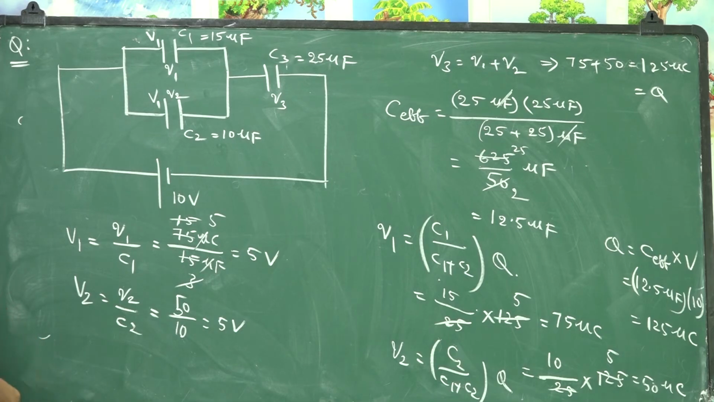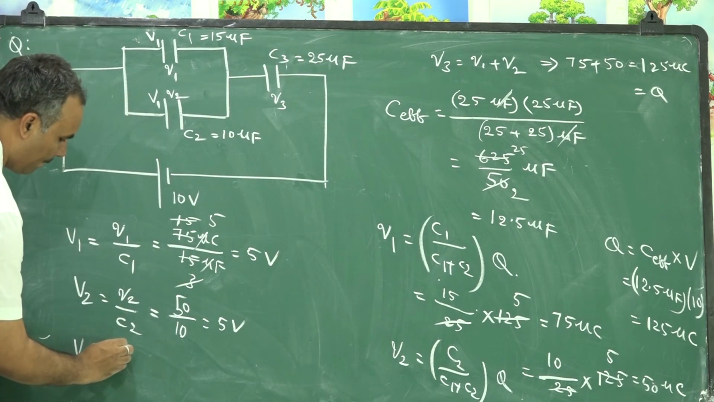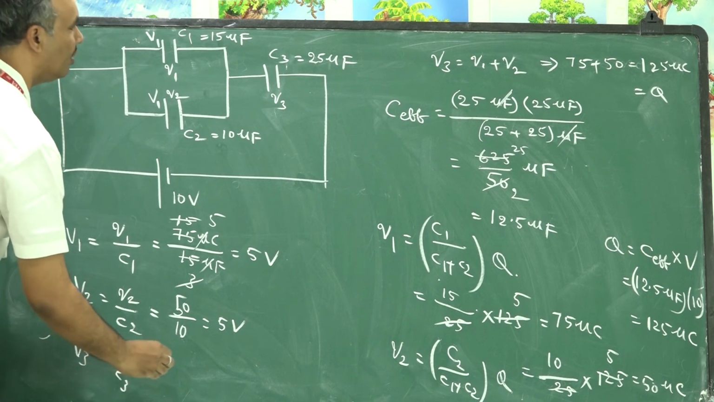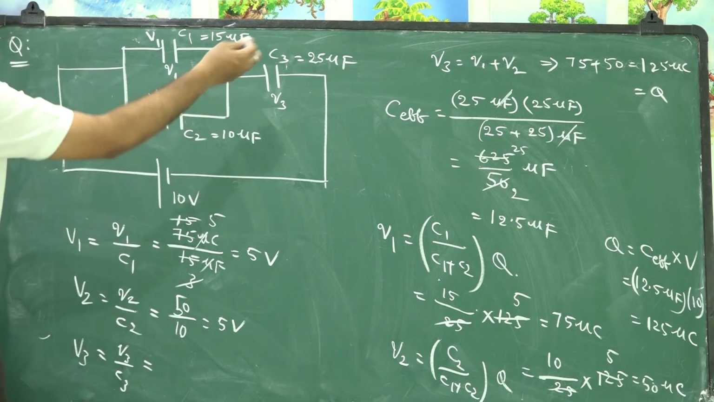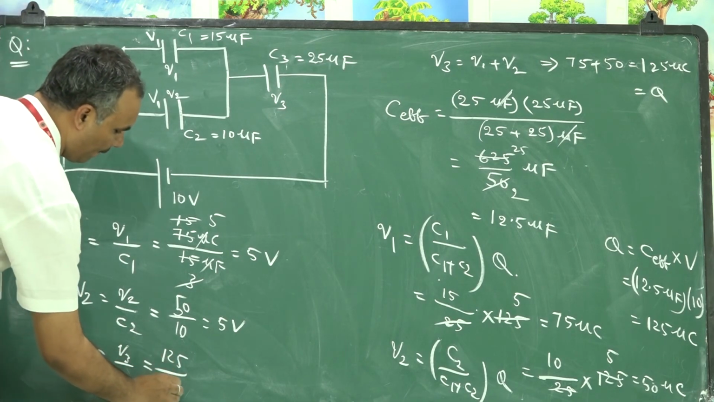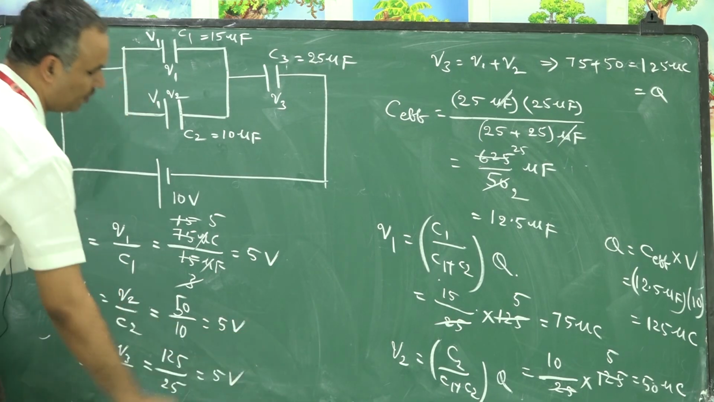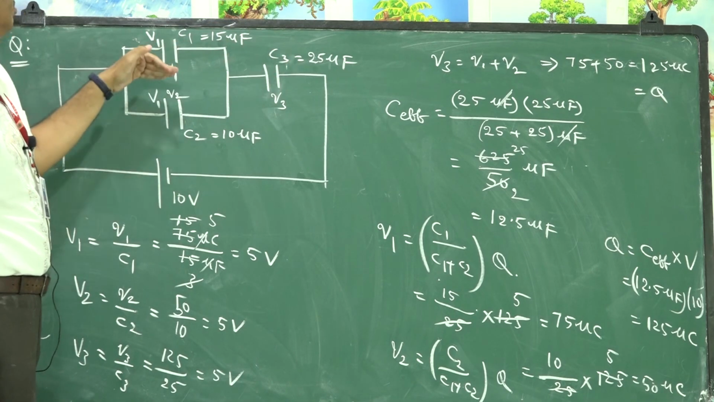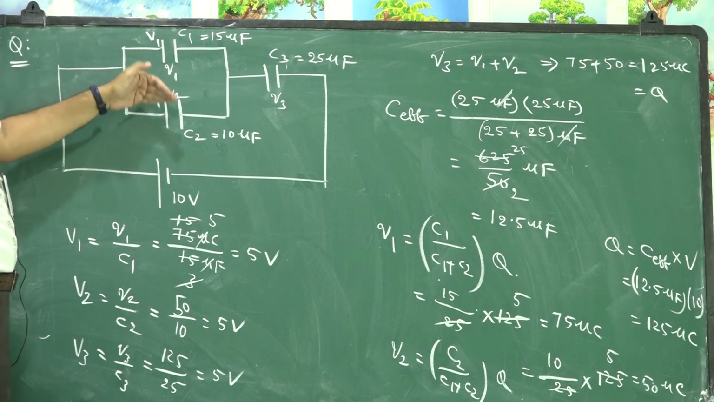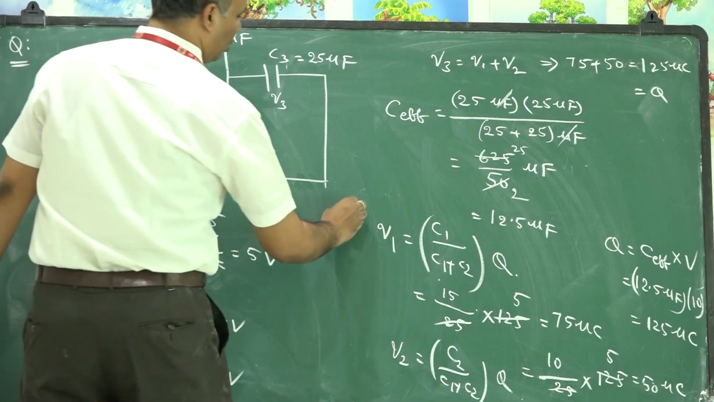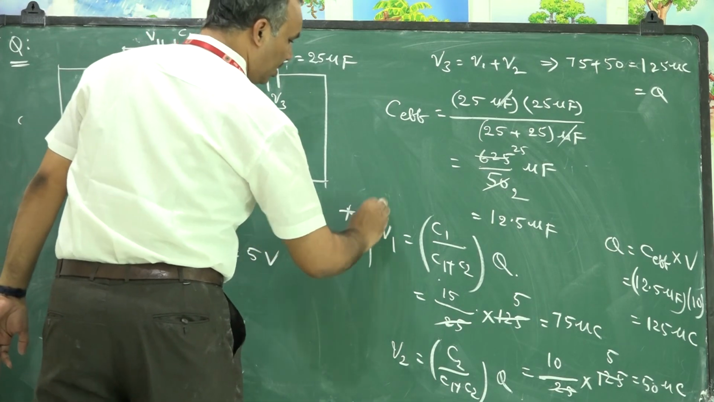I need to find V3. V3 is nothing but Q3 by C3. What is Q3? Q3 is nothing but total charge, 125 by C3 is 25. So 5 volts. So the entire 10 volts is divided as 5 volts here, 5 volts here. As both are in parallel combination, here and here you are observing the same 5 volts. The main point of this problem is this formula.